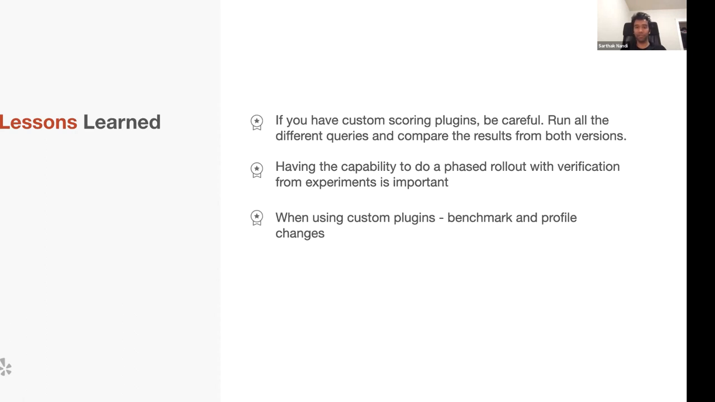So if you do run into a situation like ours where it is difficult or not feasible to make the change to maintain the exact same ranks, it is good to have the capability to do a phased rollout, where you roll out to a small set of users and you verify that the search metrics do not degrade.